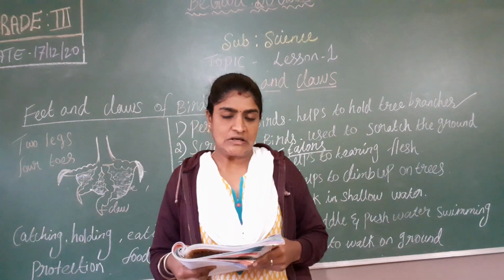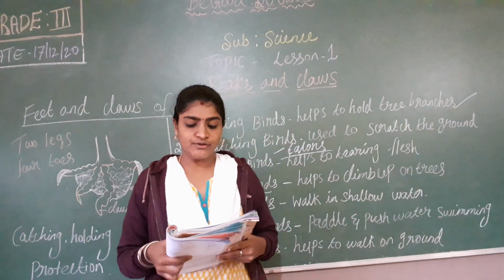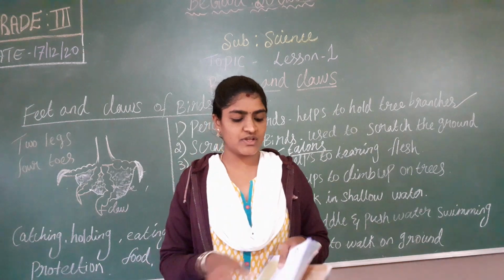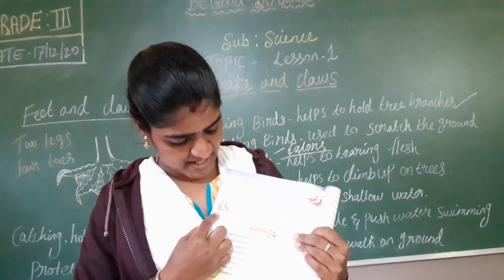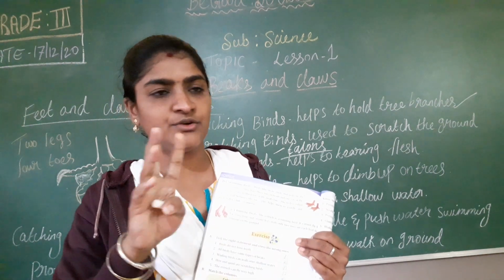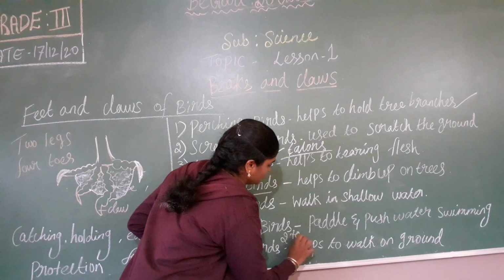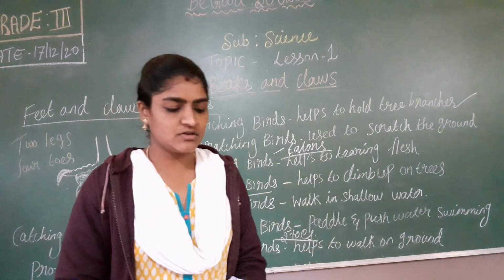It has very long and strong legs with only 2 toes on each foot for running on the ground. Here you can see all the birds have 4 toes, but the ostrich has only 2 toes. With the help of that it can walk on the ground.